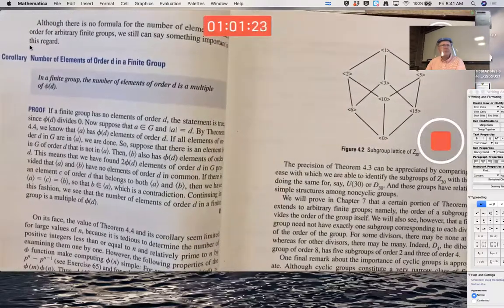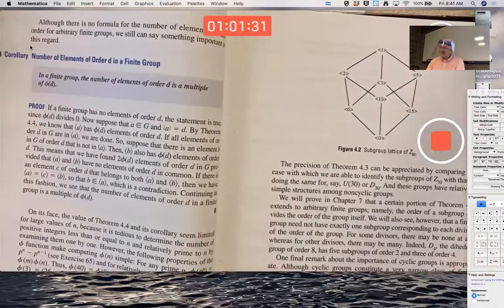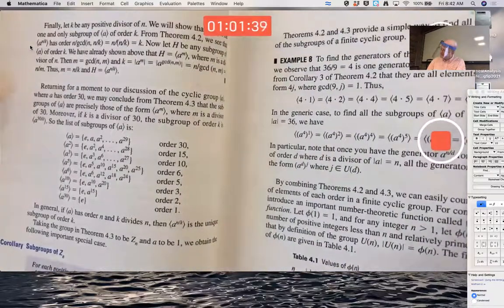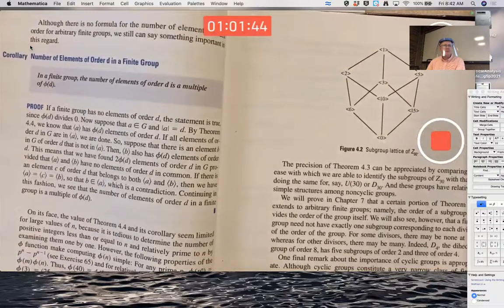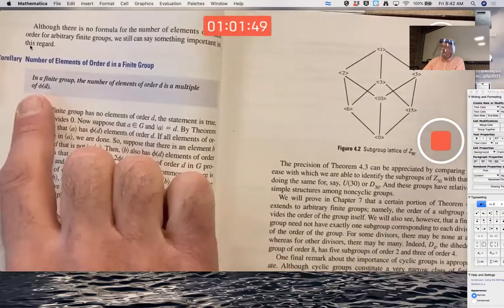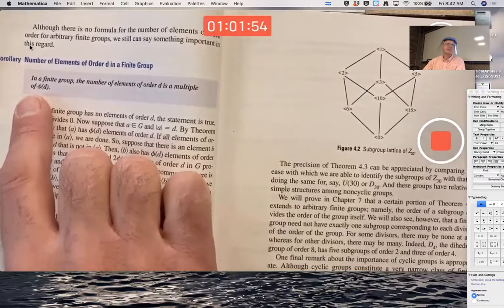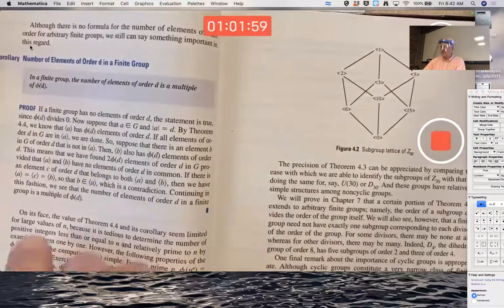The corollary is: in a finite group, the number of elements of order D is a multiple of phi of D. It doesn't say anything about the group being cyclic there. In the theorem, the group was cyclic. Here it's just a finite group. So in finite groups that are not cyclic, you could have more than phi of D elements of order D, but it's got to be a multiple of that. It's maybe less intuitive why that's true, but they do give a proof here.